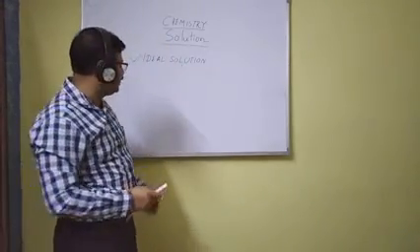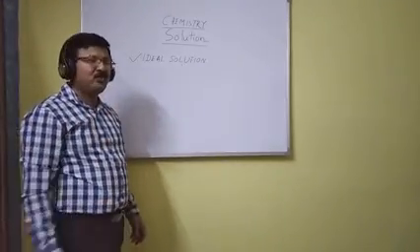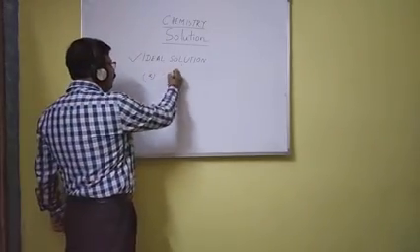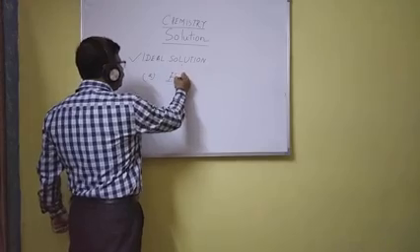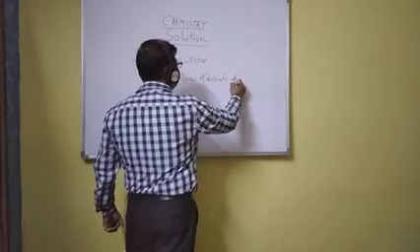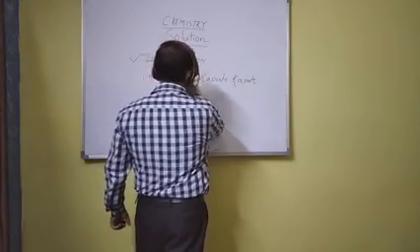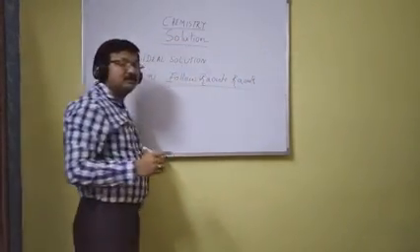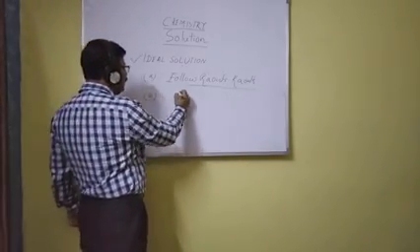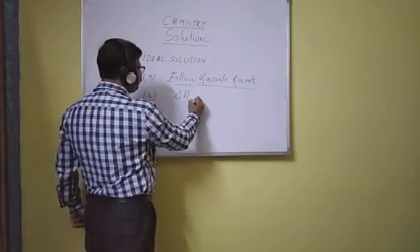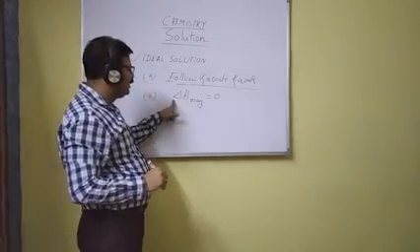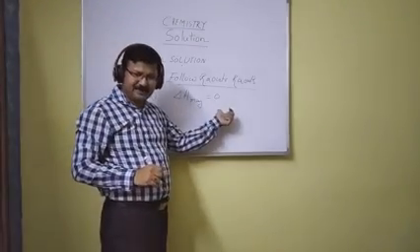As per the definition of the ideal solution, we can say that the solution which follows the Raoult's law in all conditions. So first thing, follow Raoult's law in all conditions. That is called ideal solution. Not only that, when you make the ideal solution, delta H mixing must be 0. What is the meaning of delta H mixing? The delta H mixing means enthalpy of mixing.